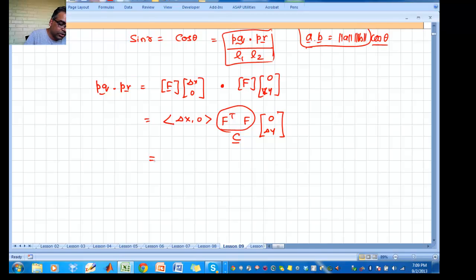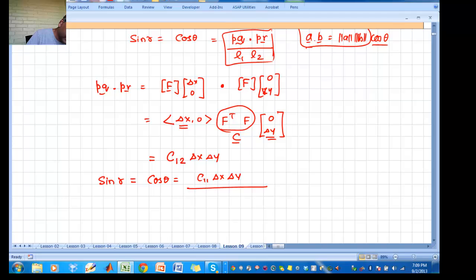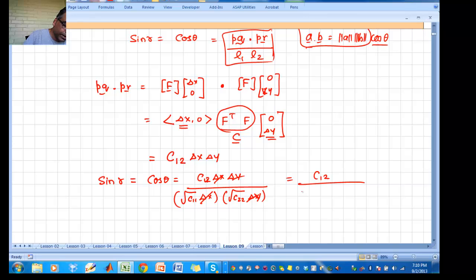If you expand this, this will turn out to be very nice. This will just be C12 because there's only the first term here and the second term there. Those are the only non-zero things. C12 delta x delta y. Right? So now we get sine gamma equal to cos theta equals C12 delta x delta y divided by square root of C11 delta x, that's L1, square root of C22 delta x delta y, that's L2. So the delta x delta y will get cancelled. So it is C12 divided by square root of C11 square root of C22, which is C12 divided by square root of C11 C22.